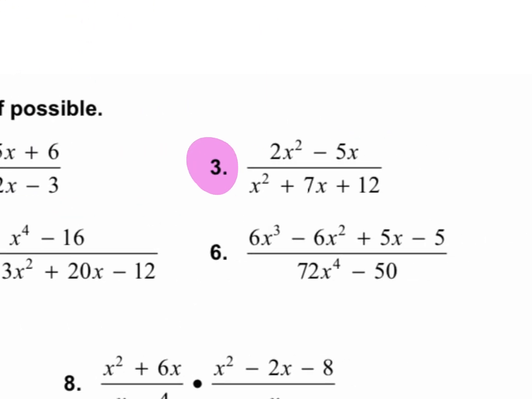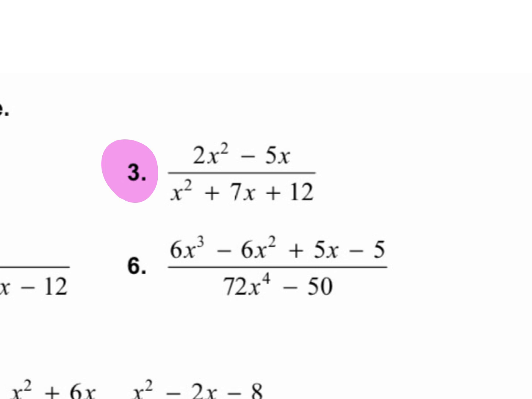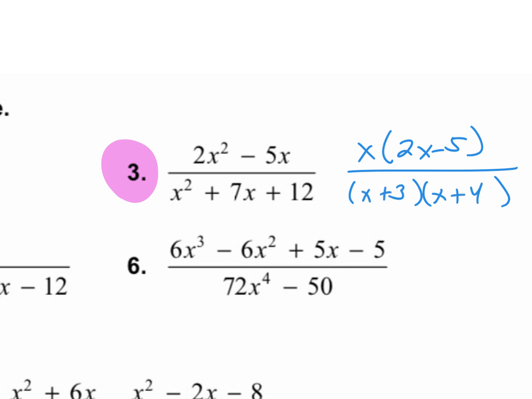Let's look at number 3. Factor the numerator and the denominator. What can you do in the numerator? What can we take out? Take out an x, and I'm left with 2x minus 5. Look at the bottom. What are the factors of 12 that multiply to give me 12, but add to give me 7? x plus 3, and x plus 4. Is there anything on the top and the bottom that is exactly the same? No, so that's it. That is simplified, guys.